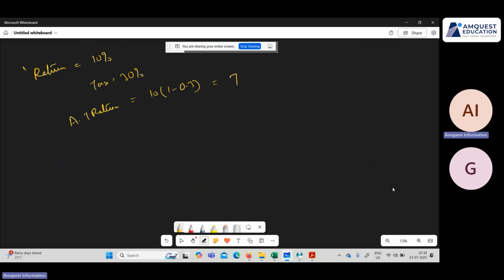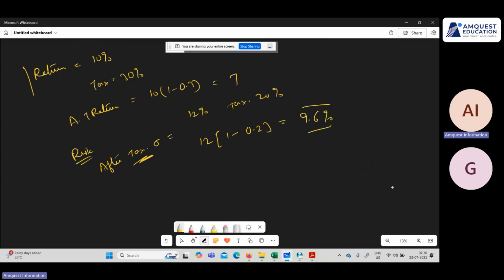So if my return is being taxed, then my risk is also being treated similarly. So I can say that my after-tax standard deviation, if it was originally 12%, and if my tax is, let's say, 20%, would be 12 times (1 minus 0.2), which is 9.6. And that plays a very important role now. Why am I saying this?